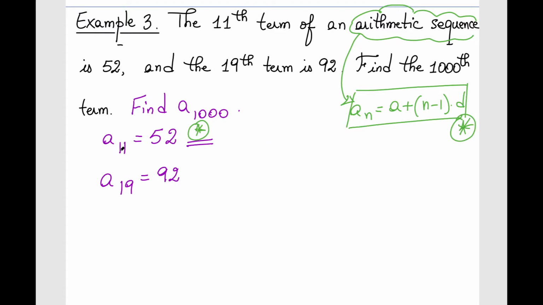So from asterisk, I'm going to be able to say that this is equal to, because I'm talking about a11, when n is 11, it's going to be a plus n minus 1, so 11 minus 1 times d. Correct? If I'm able to find a and d, I'm able to give the term whose rank is 1000. So the idea is to find a and d. These are the two ingredients to find the general term of an arithmetic sequence. So I'm trying to find them.